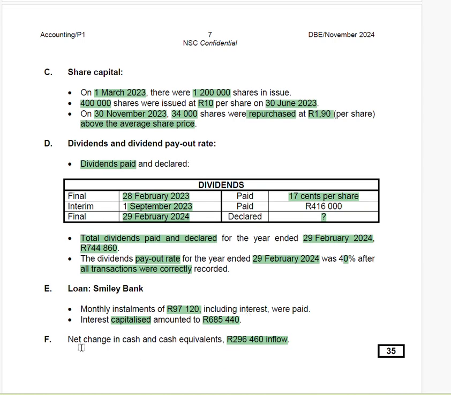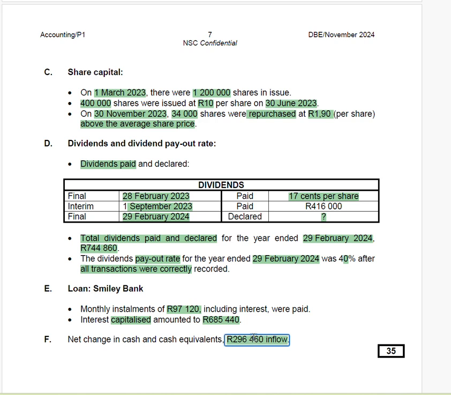Then the last part, they say the net change in cash and cash equivalents is 296,460. So we are told the amount of the net change in cash and cash equivalents. What is nice about that is you do not have to calculate the amounts for operating, investing and financing activities, because they have already been calculated for you.